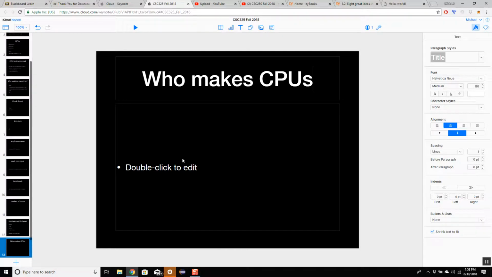Who makes CPUs? From our perspective in here, who are the two companies that make CPUs in our world? Intel and AMD. All right, so these are the big ones, and what I'm really talking about here is our desktop CPUs.